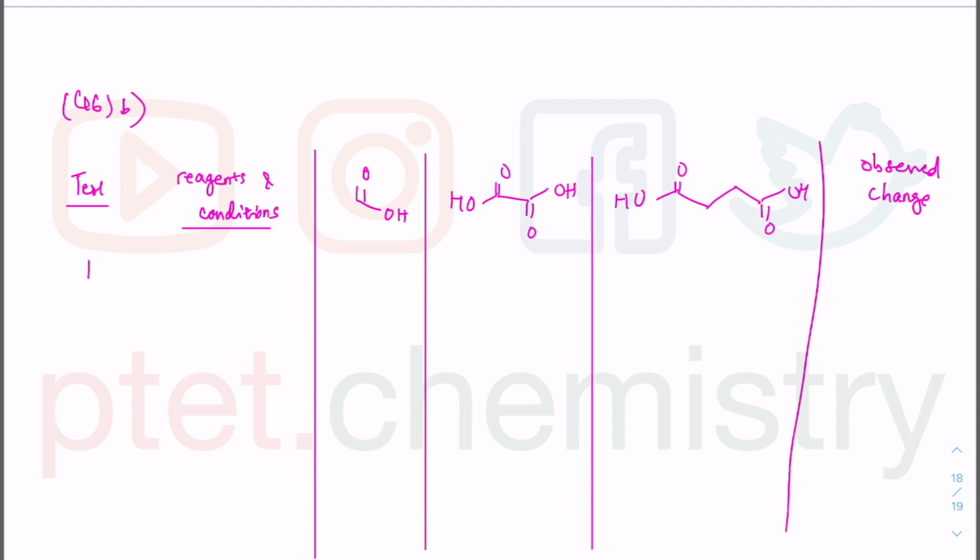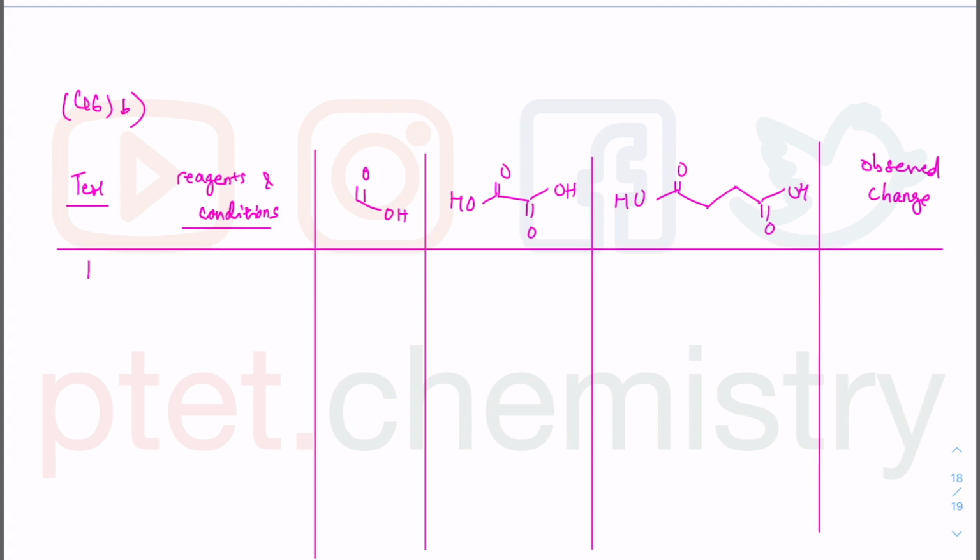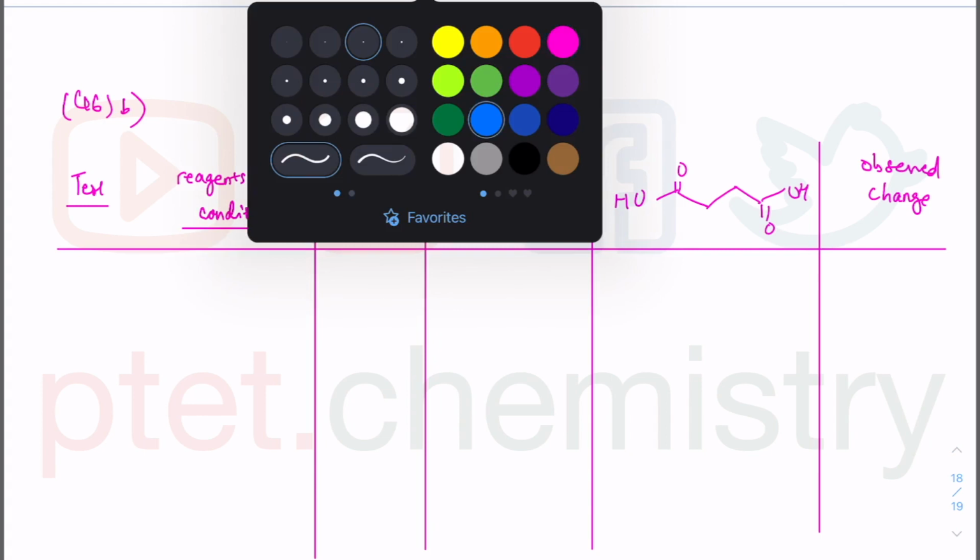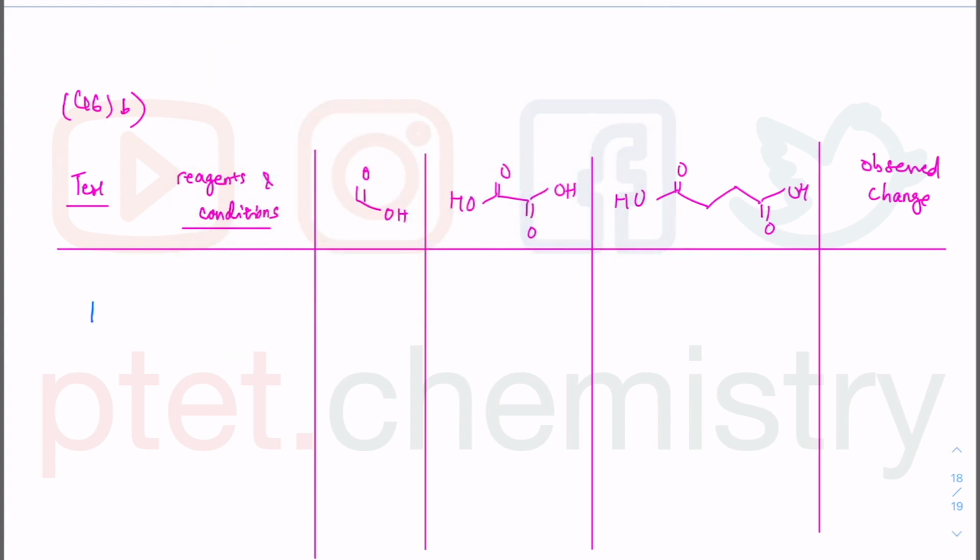One of the perks of doing it on screen is I get to do all this without having to worry about how neat I am. So yeah, let's try a different color. So test 1. So they said this is positive, this is negative, and negative.